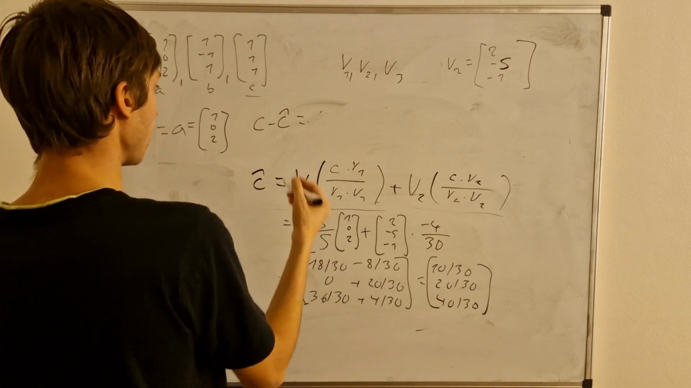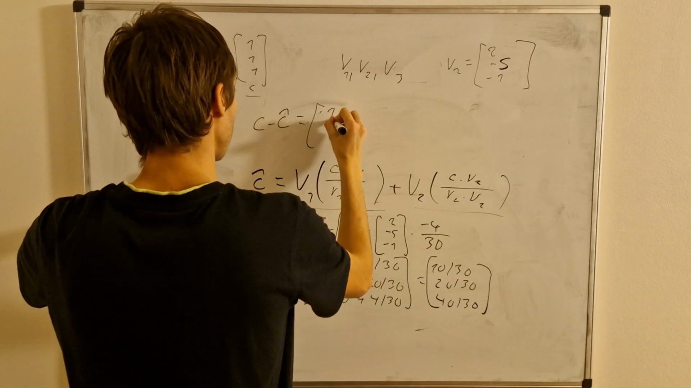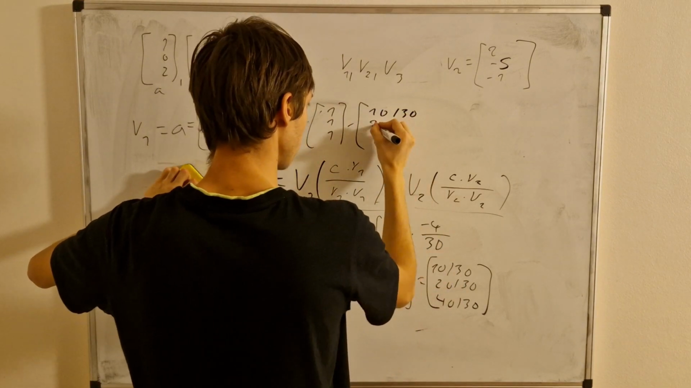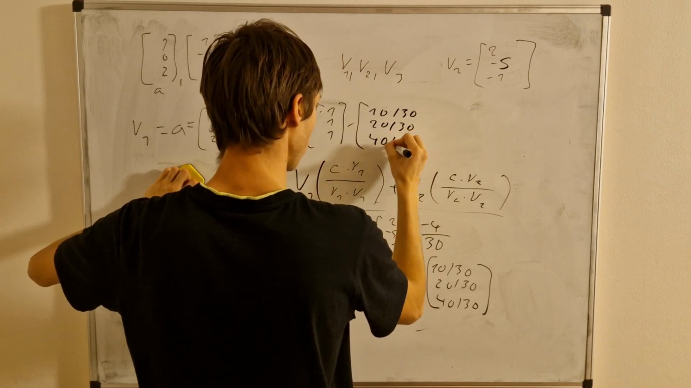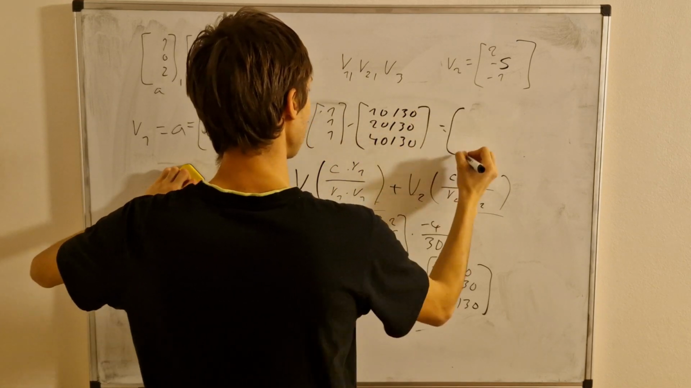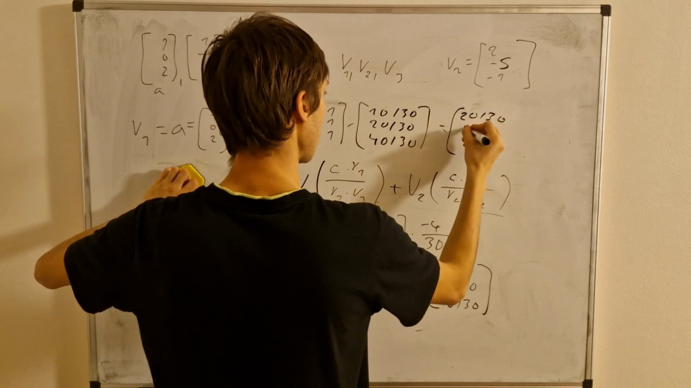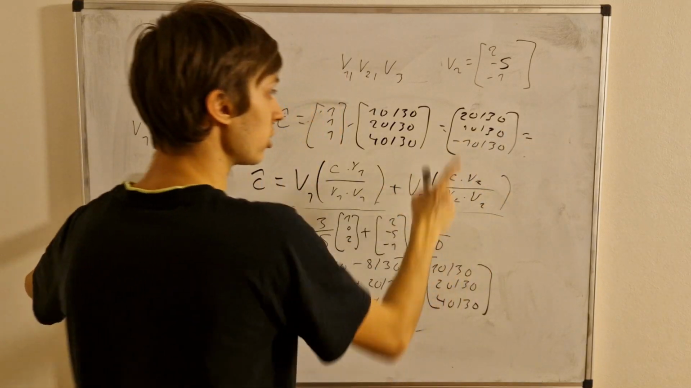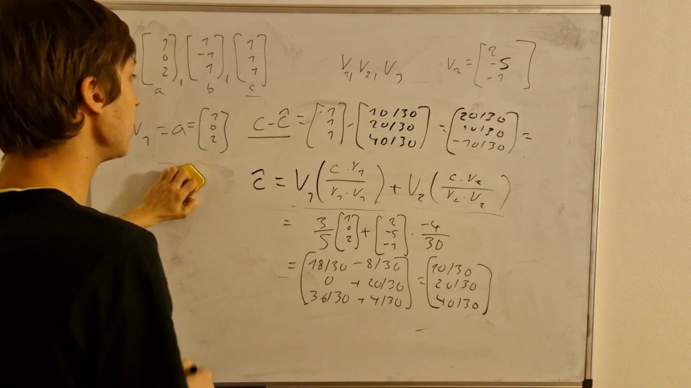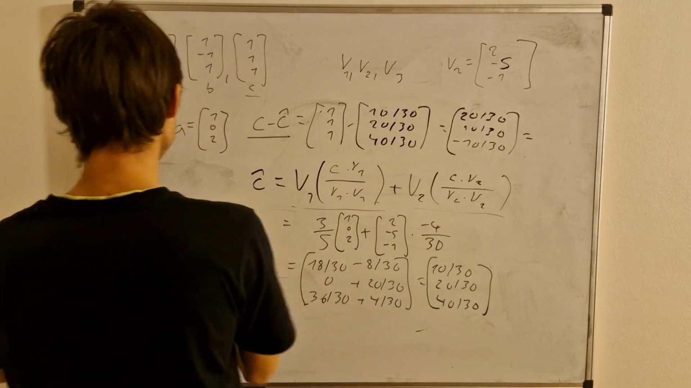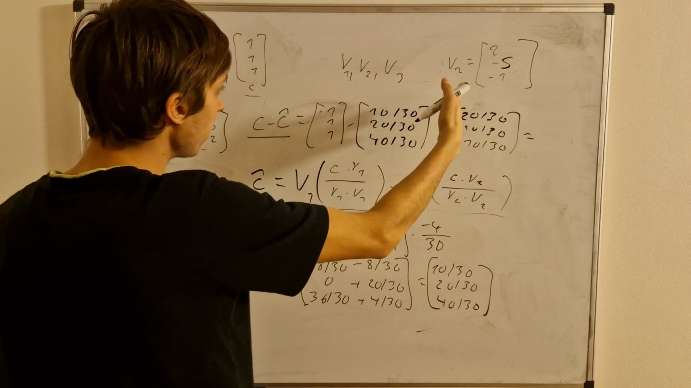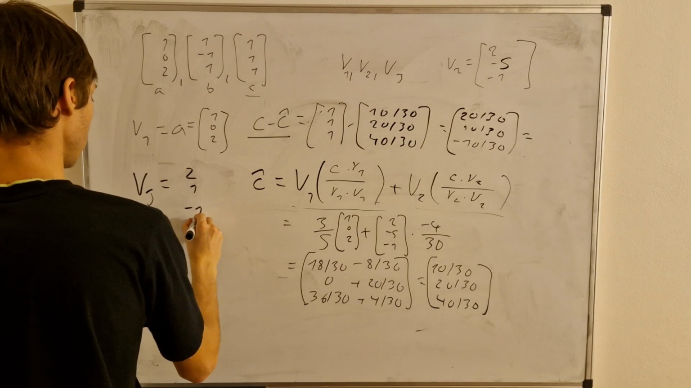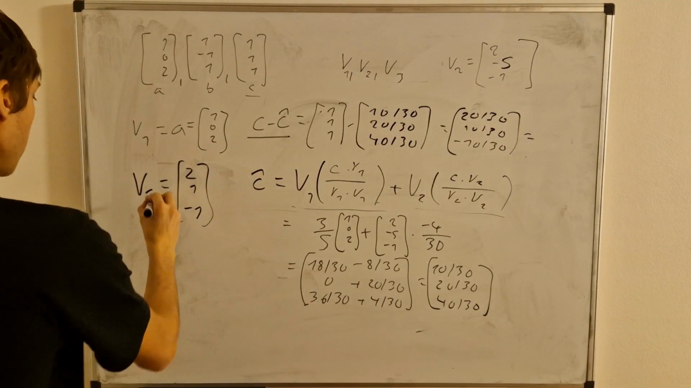But now what we have to do is subtract C minus C hat. 1, 1, 1, 1, minus this: 10 over 30, 20 over 30, 40 over 30. So what is this? Well, that's 20 over 30, that is 10 over 30, and this is minus 10 over 30. So we got here something that is our V3 direction. So our V3 will be this or any rescaling of it. I will rescale it to 2, 1, minus 2, minus 1.